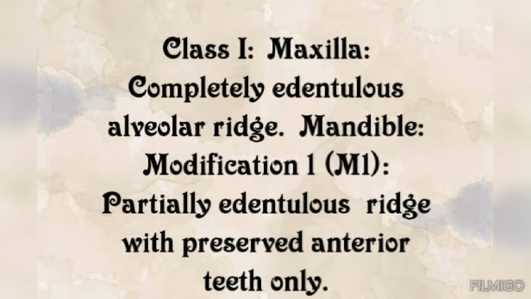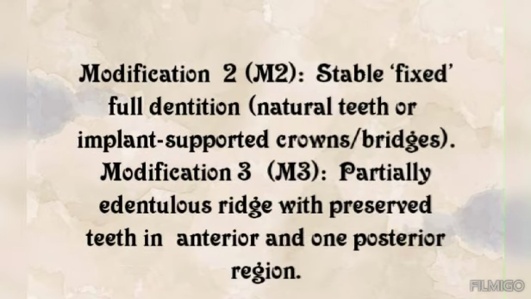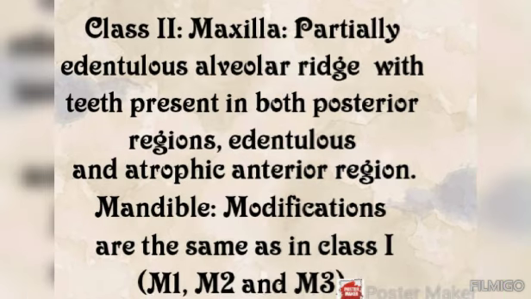There is a classification of combination syndrome. Class 1 is a maxilla that is completely edentulous, alveolar ridge, and mandible. There are 3 modifications. The first one is a partially edentulous ridge with preserved anterior teeth only. The second modification is a stable fixed full dentition, with natural dentition or implant supported crowns or bridges. The third modification is a partially edentulous ridge with preserved teeth in the anterior and one posterior region in the mandible. This is the first classification.